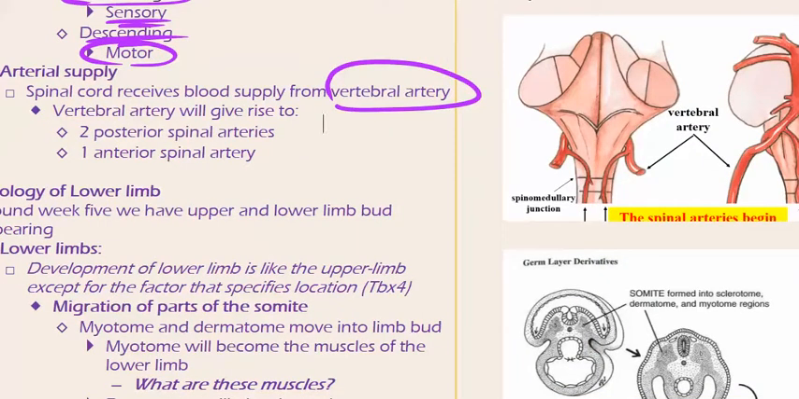So the internal carotid will only give branches off in the brain. The internal carotid is feeding into the circle of Willis, and the vertebral is also feeding into the circle of Willis.